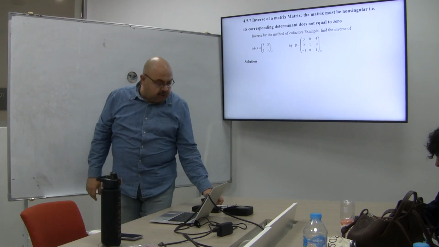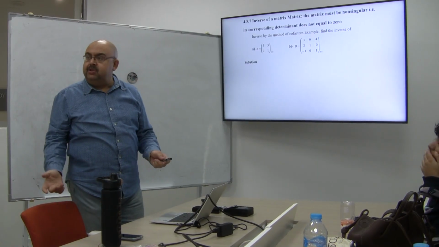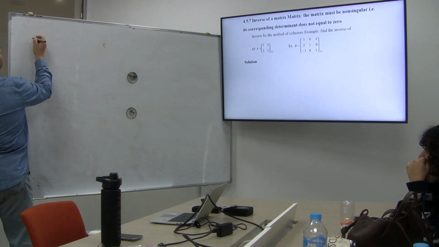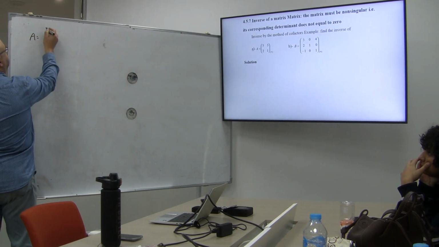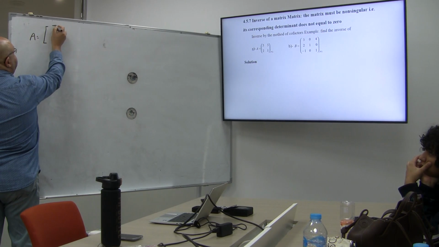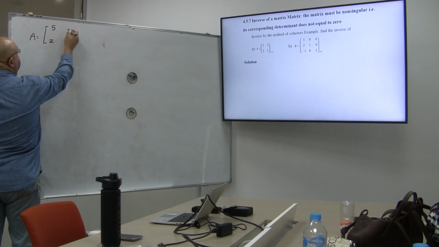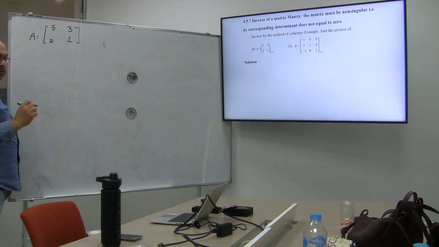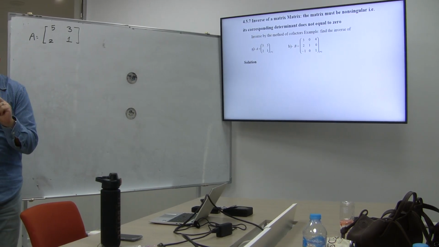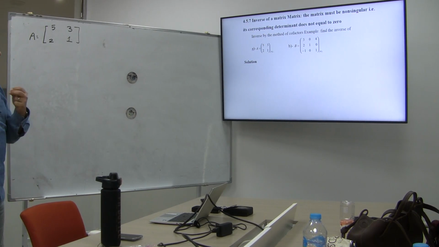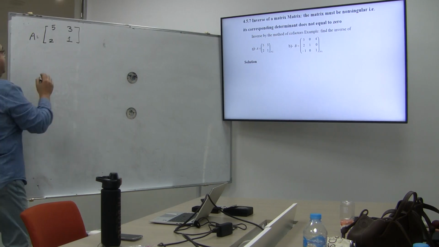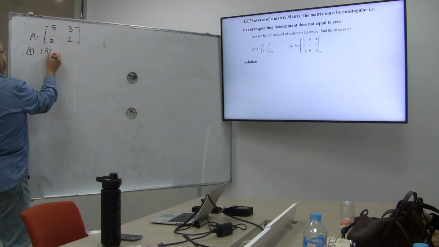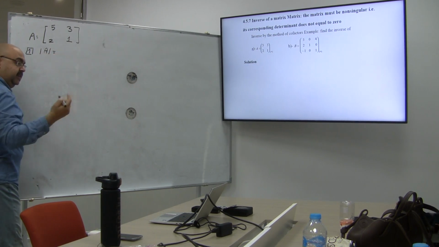We need to start first with how to get the inverse of this 2 by 2. It's very, very simple. Let's say A is equal to a matrix of 5, 2, 3, and 1. The first thing that you should do is get the determinant of this matrix. How to get the determinant of a 2 by 2 square matrix? This is step number 1, getting the determinant of A, which is very, very simple.